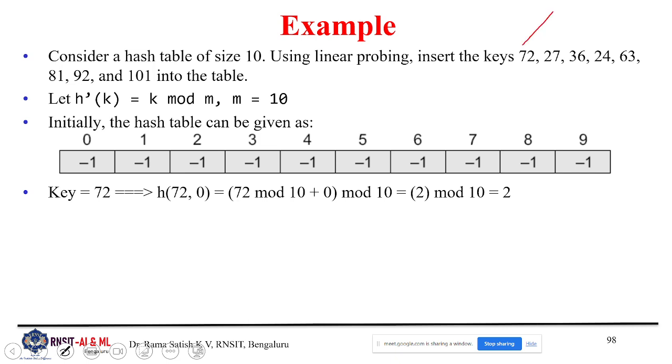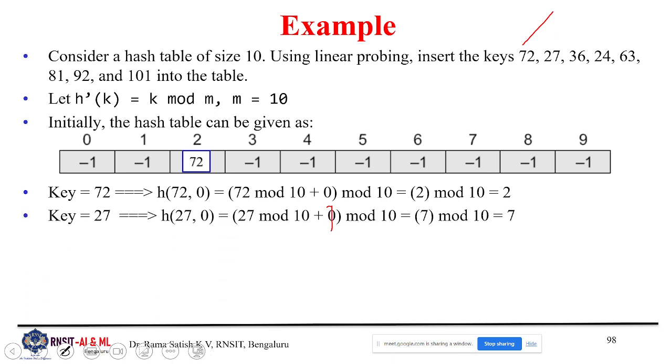72 modulus 10 plus i, where the i value is initially 0, modulus 10. So 72 modulus 10 is 2, and 2 modulus 10 is 2. So that location is available, and 72 is stored in the second location.